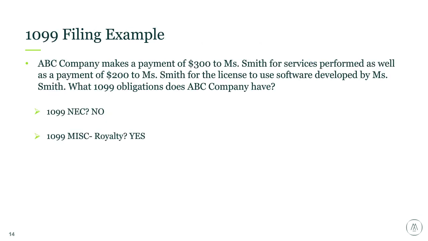So we just have a 1099 filing example here. ABC Company makes a payment of $300 to Ms. Smith for services performed, as well as a $200 payment for the license to use a software that Ms. Smith developed. What 1099 obligations does ABC Company have? Do they have an obligation to issue a 1099 NEC? The threshold for 1099 NEC reporting is $600, so they would not.